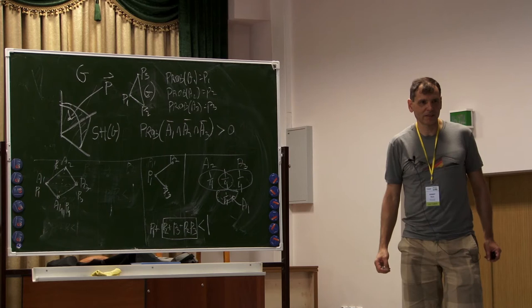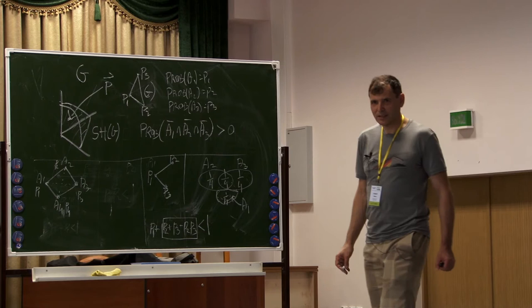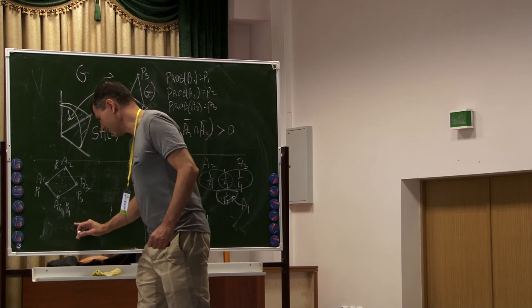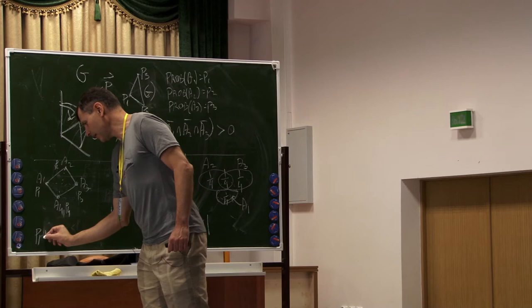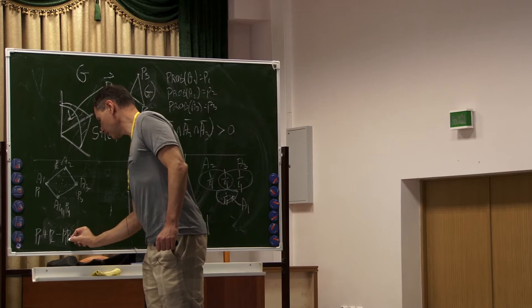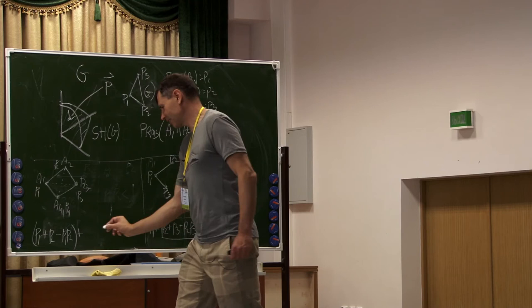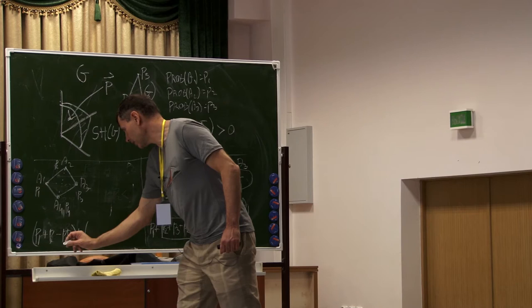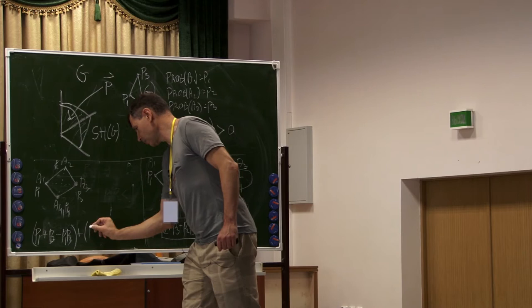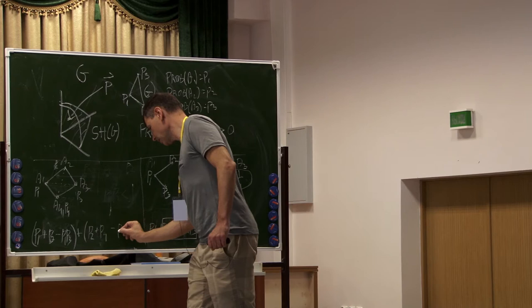Sum minus two multiplications. Sorry? Sum of all minus two multiplications. Okay, so you are right. So it's p1, let me write it this way: p1 plus p2 minus p1 p2 plus, which is the same as what you are saying, I'm sorry, yeah, you are right, p3 and p4 minus p3 p4, and then p2 plus p4 minus p2 p4.